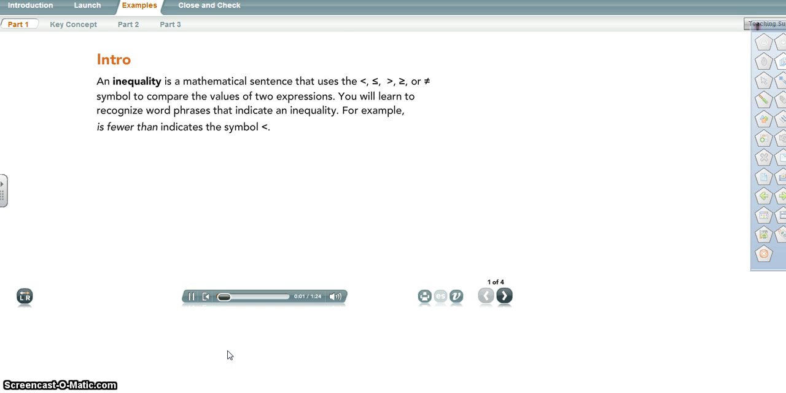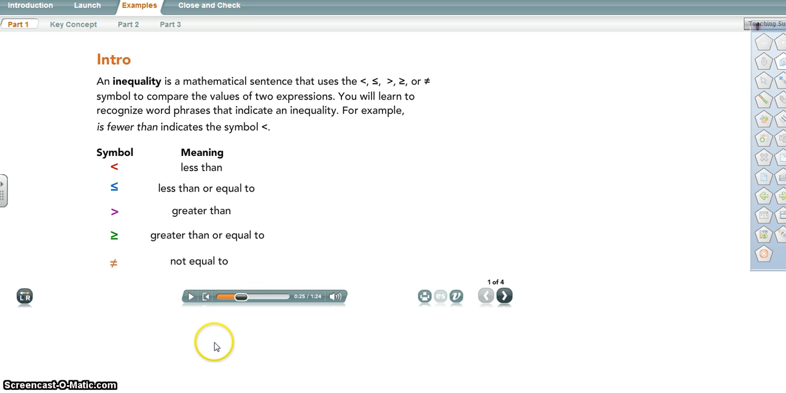An inequality is a mathematical sentence that uses the less than or equal to, greater than or equal to, or not equal to symbol to compare the values of two expressions. You will learn to recognize word phrases that indicate an inequality. For example, "is fewer than" indicates the less than symbol.